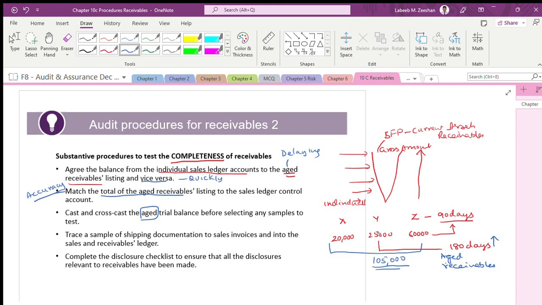Is it right? Cross check whether 25,000 is 25,000. You have to focus only on this 25,000, because these people are delayed by how much? 180 days. Is it? Now, when you do the thing, trace a sample of shipping documentation to the sales invoice.